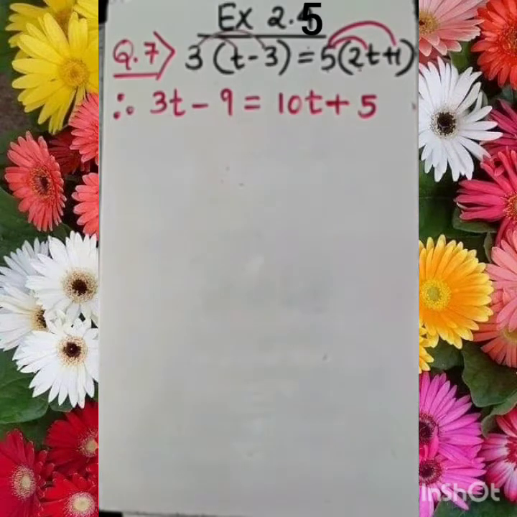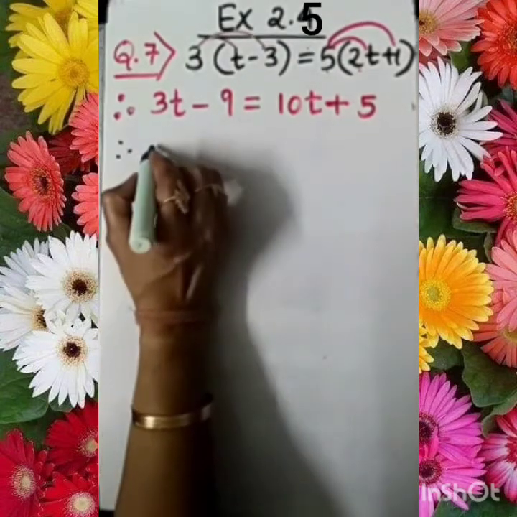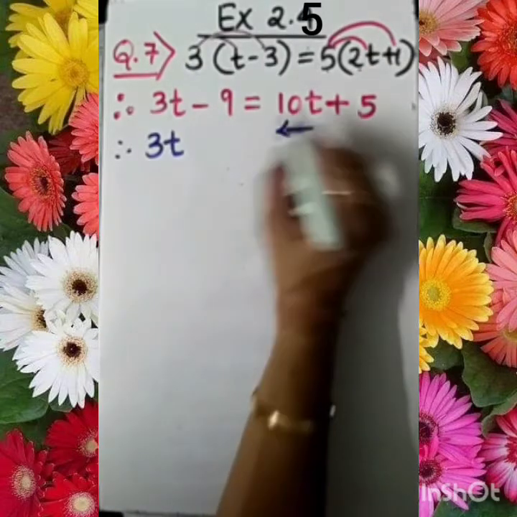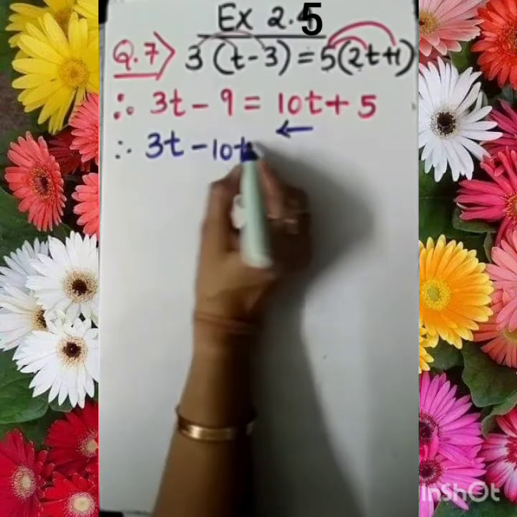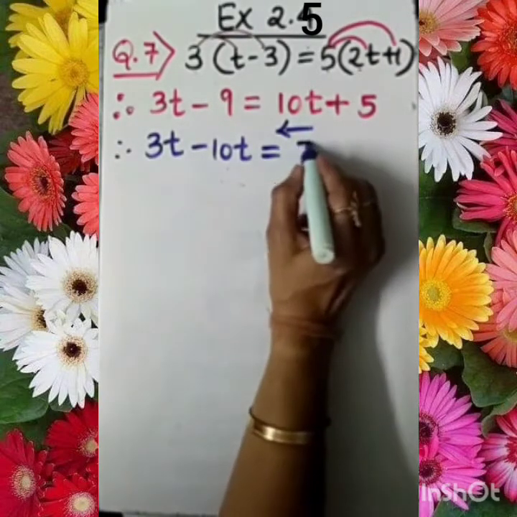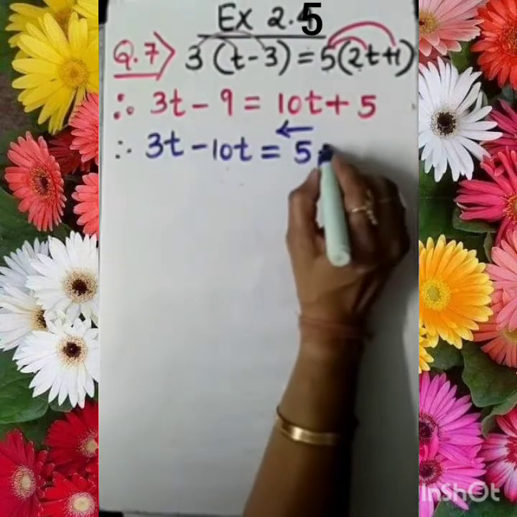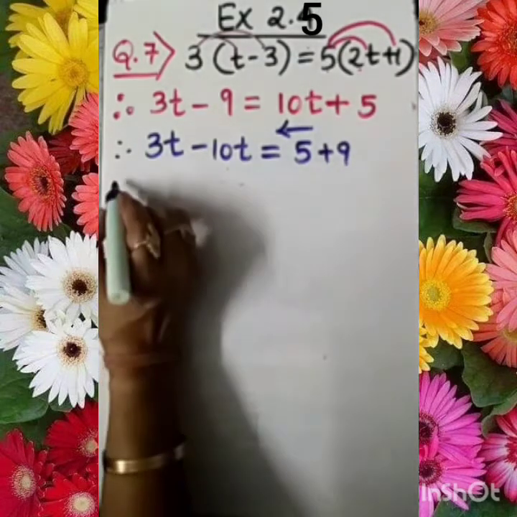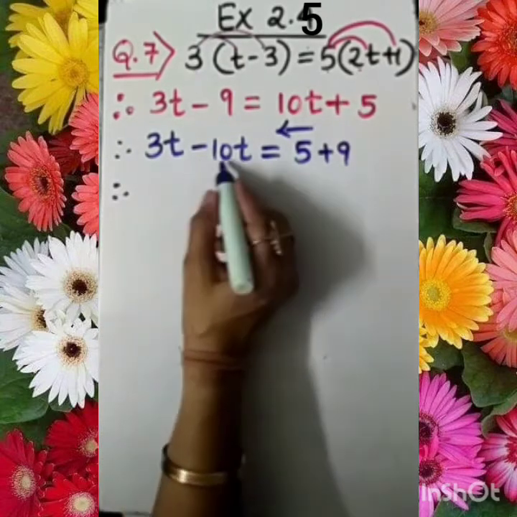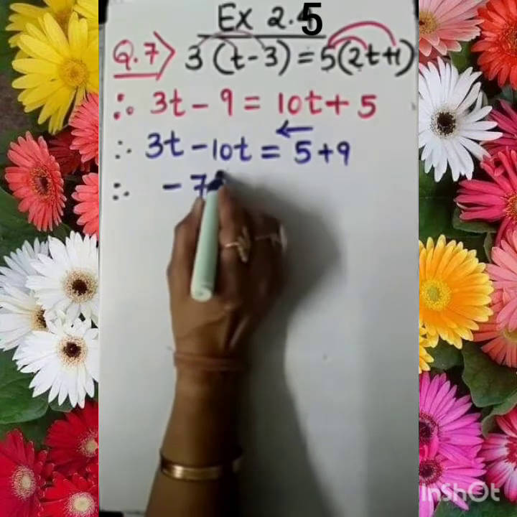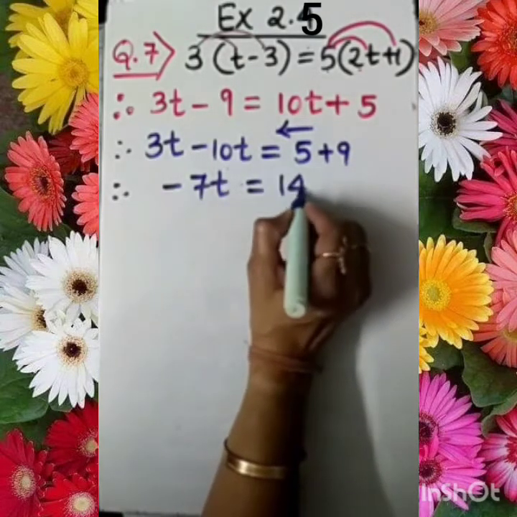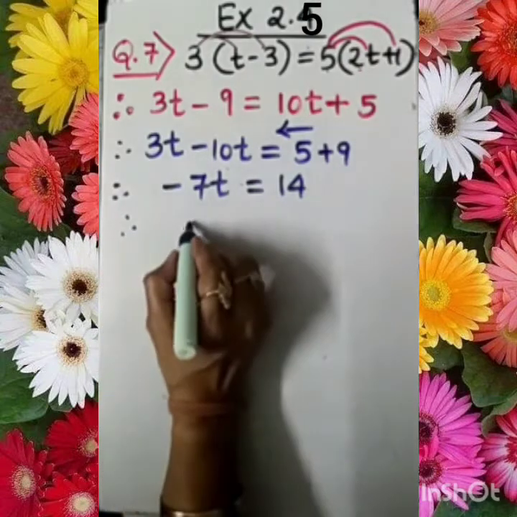Okay. Now as usual, let's make all the like terms together. Let's put them together. So here 3t is already here. Let me bring this 10t to left side. So it will become minus 10t. This 5 is already here. Minus 9 I am shifting to that side. It gives plus 9 result. Therefore, 3t minus 10t gives the result minus 7t. Yeah? 9 plus 5 is 14. Positive number.